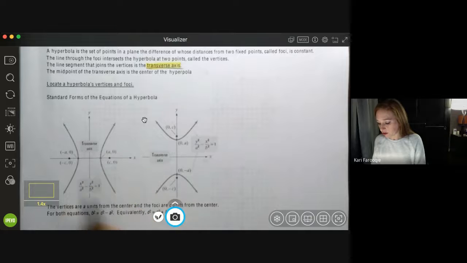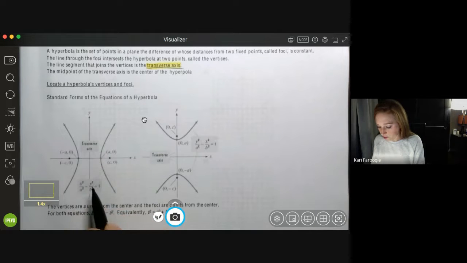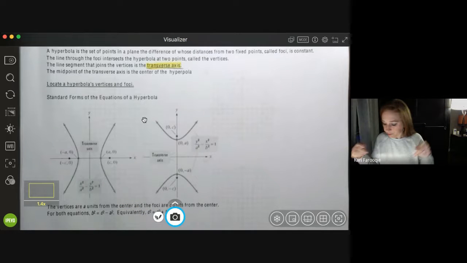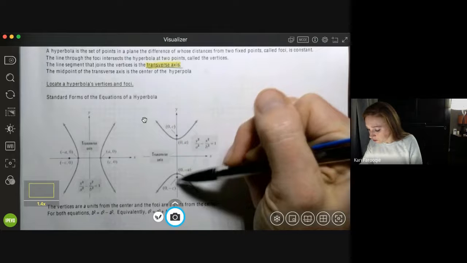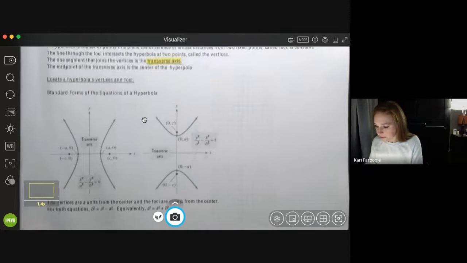Sometimes students get these mixed up. But if you have a horizontal transverse axis, that means you're opening to the sides. If you have a vertical transverse axis, you're going to be opening up and down. And I think that's a little bit more of an intuitive thought to have. If it's a vertical transverse axis, then you're opening up and down vertically. So these are all the things that we need to consider here.